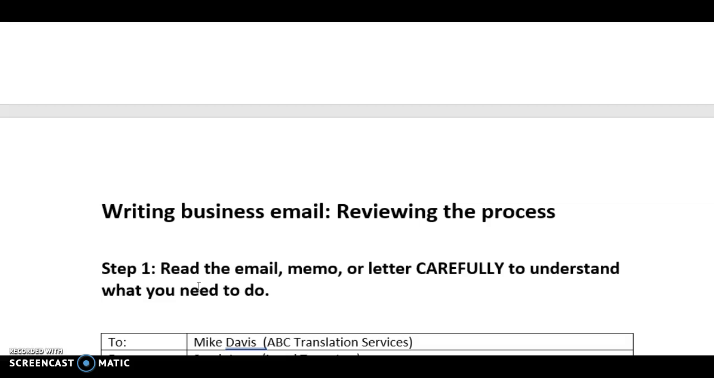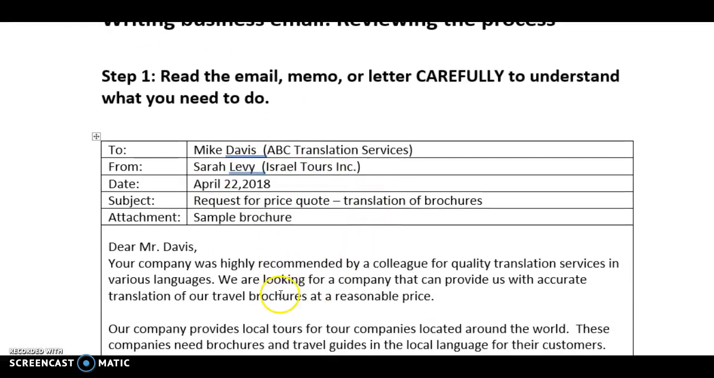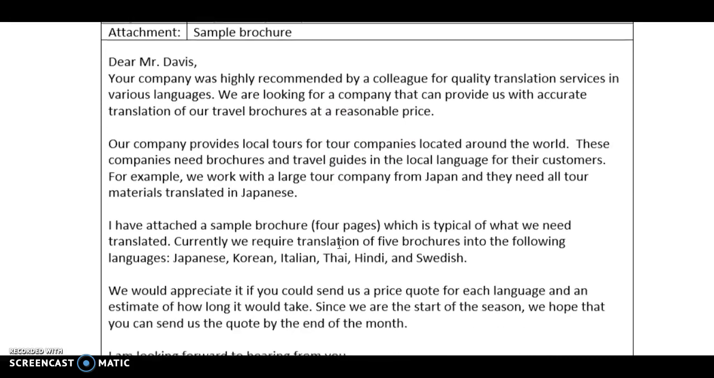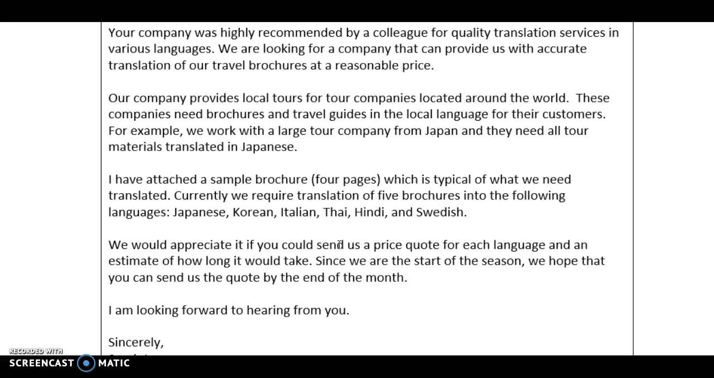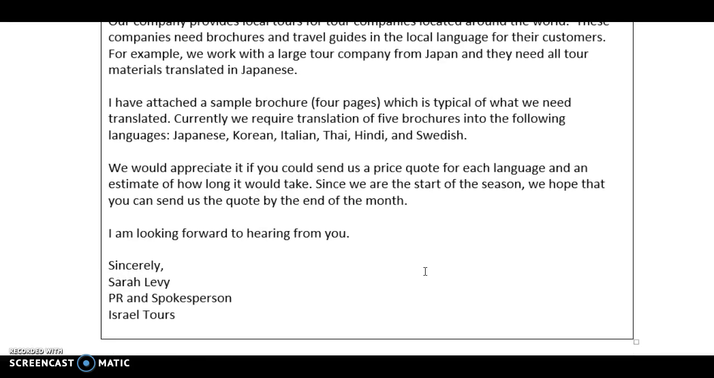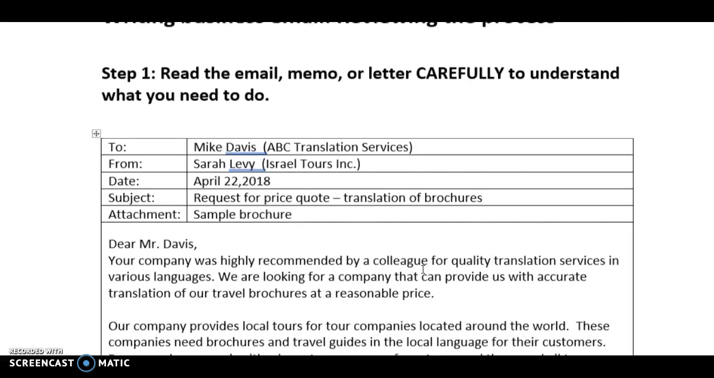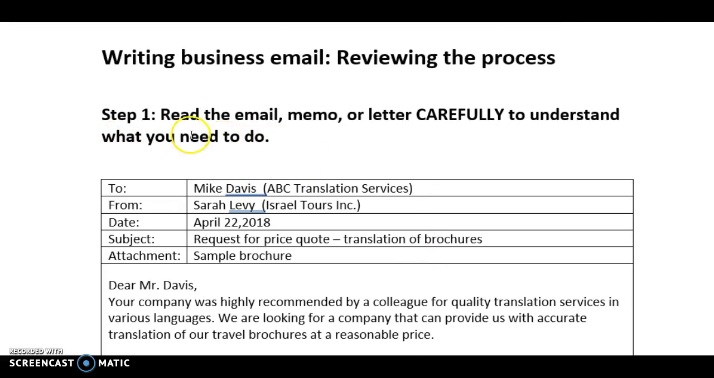If it's an email or a letter or a memo that you received, you need to read it and understand exactly what it says. So this is just a typical kind of email. We can see who it's from. It's a request for a price quote, and we have the email. And yes, it looks long and complicated, and yes, there are a lot of words there. But what can we do to make it easy on ourselves while we're reading? Remember to understand what you need to do. This is key.